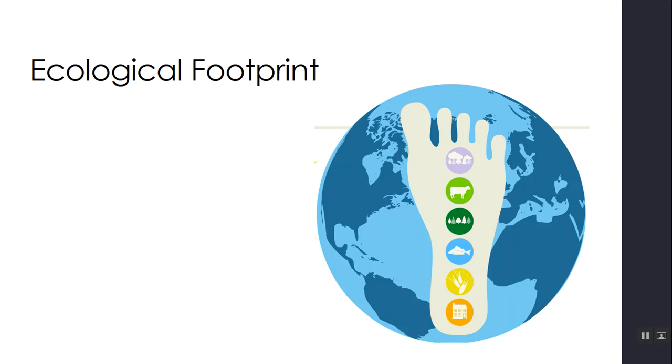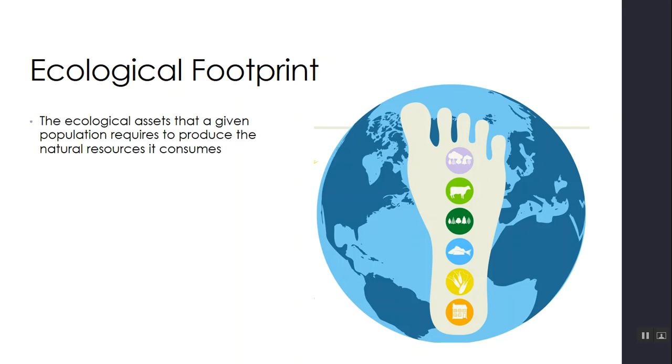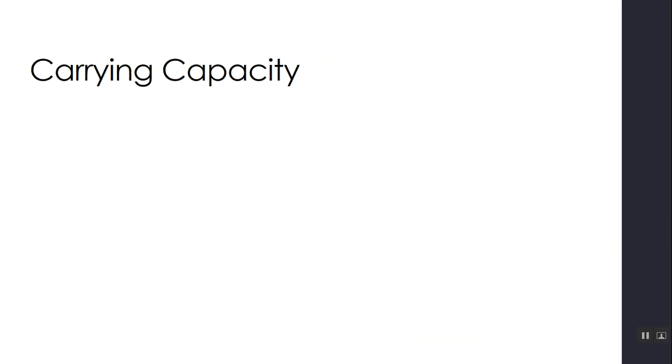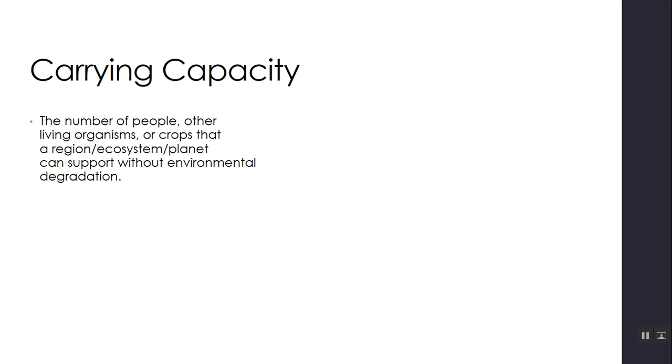Next, I wanted to briefly talk about ecological footprint and what we mean by that. Ecological footprint are the ecological assets that a given population requires to produce the natural resources it consumes. This includes plant-based food and fiber products, livestock and fish products, timber and other forest products, and fossil fuel use. Very often we hear ecological footprint just referring to fossil fuel use, but it refers to a bunch of other things as well. You may also hear the term carbon footprint, which is just referring to that fossil fuel use of coal, natural gas, and oil.